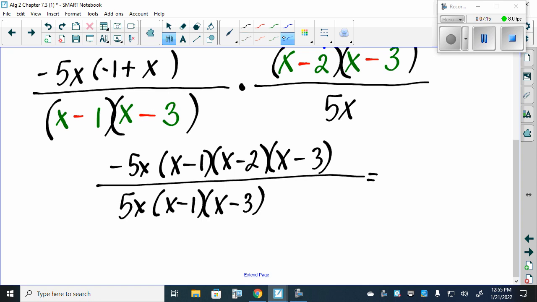Any questions on this here? Now at this point here, we can simplify what's in common on top and bottom. So we can cross out the what? The x minus 1 and x minus 1, as well as the x minus 3 and x minus 3. Anything else? You can mark up the 5x.